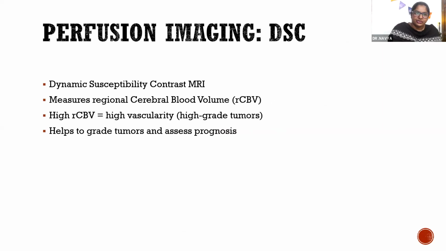And then the perfusion imaging. So the blood flow is so dynamic in the brain. With this dynamic susceptibility, with the help of contrast, they measure it at that particular tumor site, regionally. That is called the regional cerebral blood flow. If that is high, obviously there's a high vascularity, the cells are dividing rapidly there, it's a high grade tumor. Simple, as simple as that. So it helps to grade my tumor and also assess the prognosis.